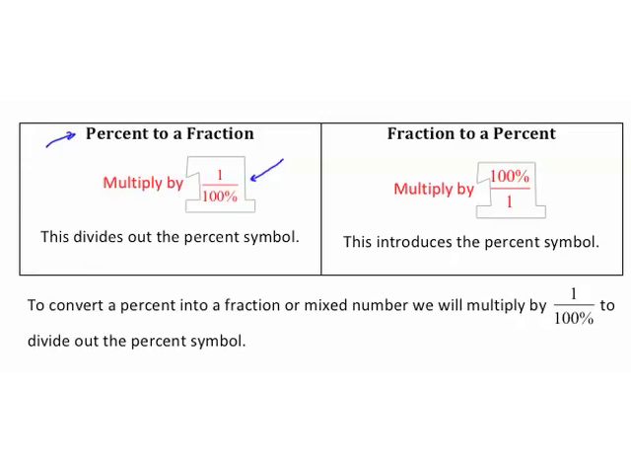Now, if we want to convert a fraction to a percent, we're going to multiply by this fraction that's equal to 1. And you can see all we've done here is flip this fraction. Now we have 100% over 1. This is still a fraction equal to 1, but what will happen is if we multiply by this fraction, it will introduce the percent symbol and convert from a fraction to a percent. To convert a percent into a fraction or mixed number, we will multiply by the fraction 1 over 100% to divide out the percent symbol.